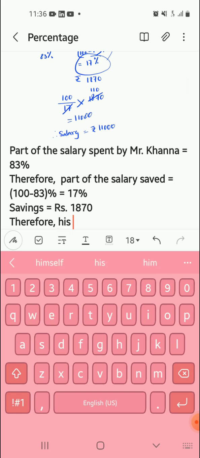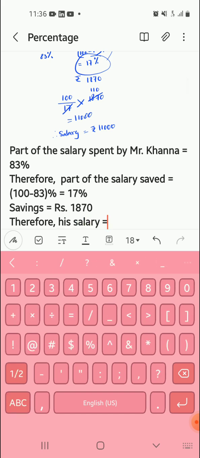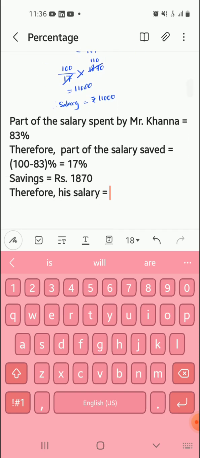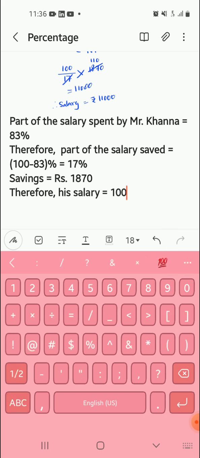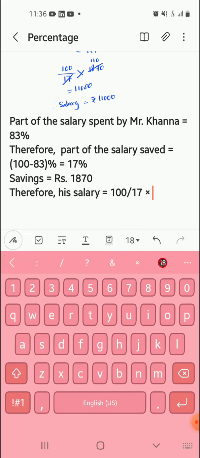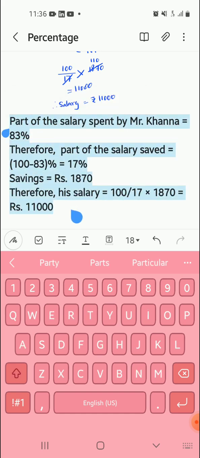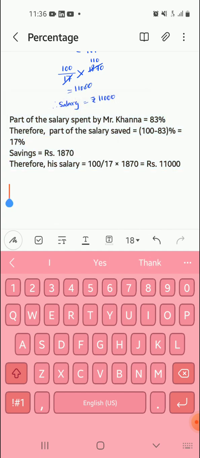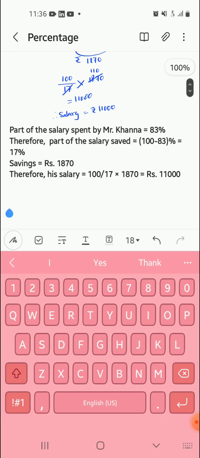Therefore, his salary is equal to, now we are going to show this working that we have done, that is, his salary will be 100 divided by 17 into 1870, which comes to equal to rupees 11,000. Okay, so this is this simple.